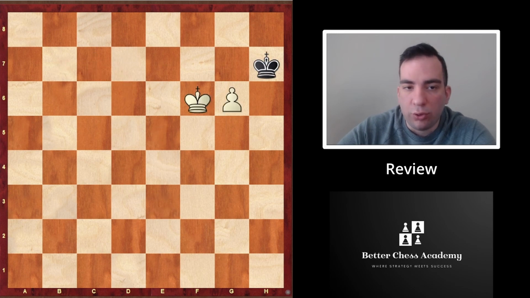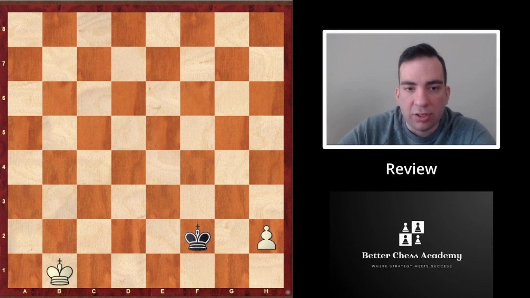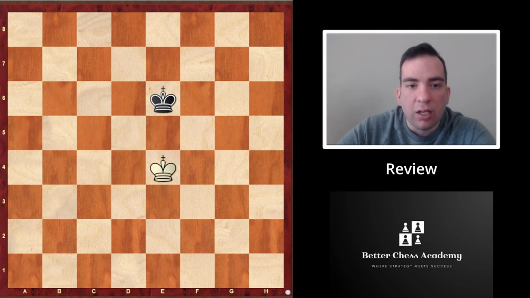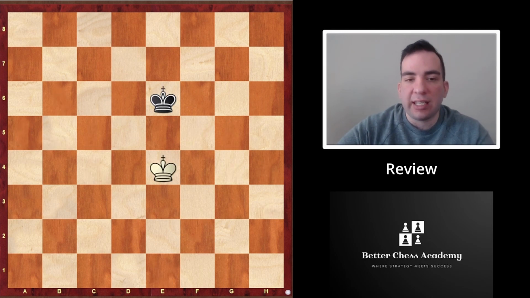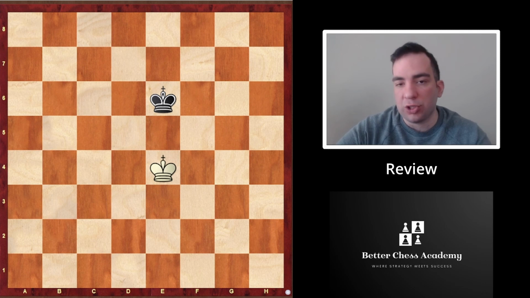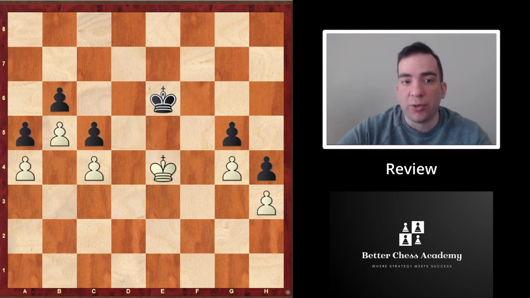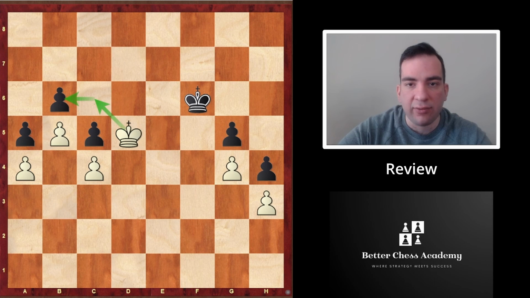Let's make a review. Let's move backwards. We said that the opposition is when there is an odd number of squares between the kings, diagonally, horizontally, or vertically. We said that the player who played last has the opposition, and the usage of the opposition is that we get to our opponent's side when, for example, the king moves on f6, we play king d5, and the opposite.